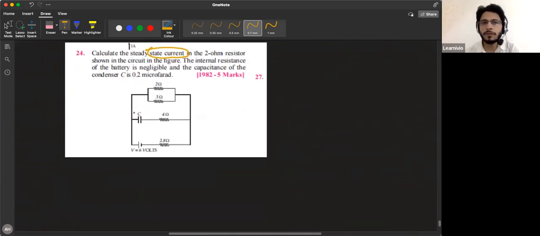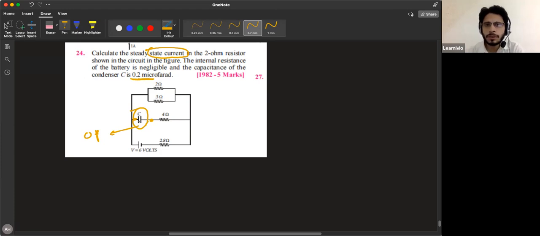So the concept that you will be using here is that when the circuit is in a steady state, your capacitor will behave like an open circuit. You can just remove this capacitor. It is doing nothing in this circuit. You open the circuit from here. The internal resistance of the battery is negligible. If you open the circuit, this 0.2 microfarad is of no use. This data is of no use here.